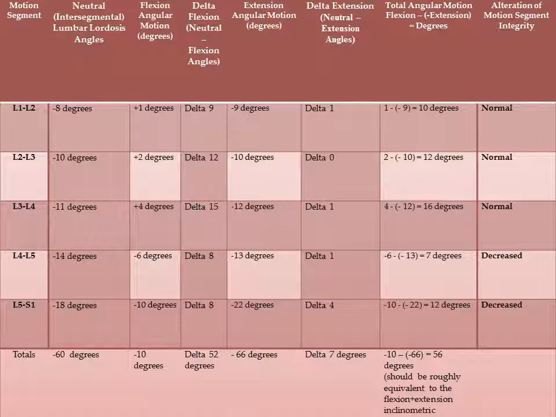Continuing down, we see that at L4 and L5, total angular motion is 7 degrees, only 7 degrees, and the guides say that as we get closer to L5S1, we should be approaching 20 degrees. So certainly this represents a loss of motion segment integrity at L4, L5. Similarly, at L5S1, we have only 12 degrees of total angular motion. So this also represents a loss of motion segment integrity.